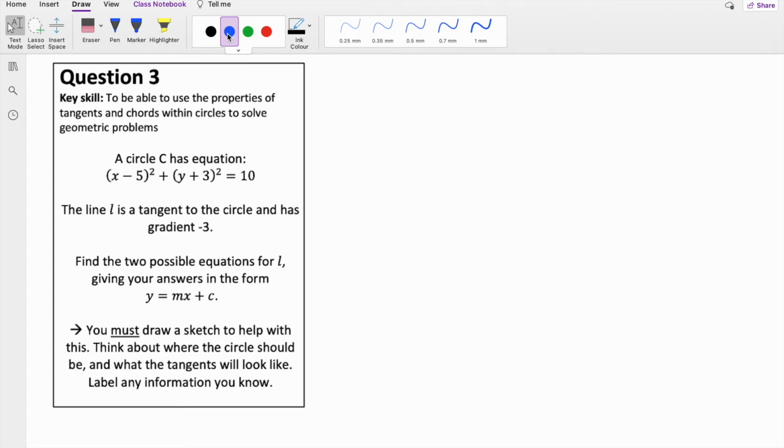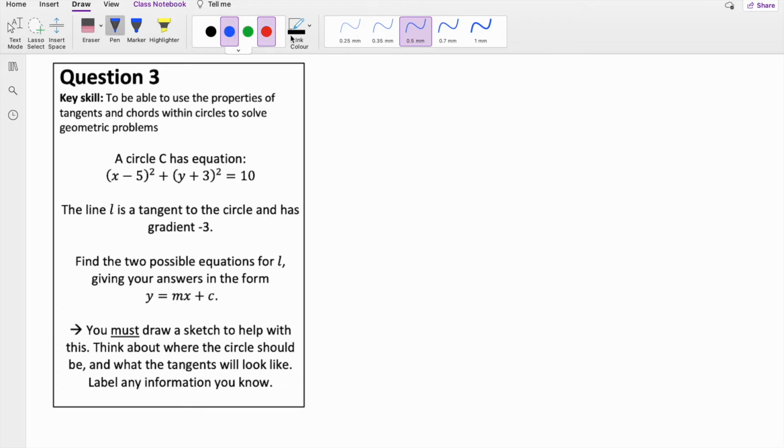We have an equation of a circle, and we know there is a line L which is a tangent to the circle and has a gradient of -3. It's asking us to find the two possible equations for L. That means there are two possible lines that are tangents to the circle with a gradient of -3. It does say you must draw a sketch, because drawing a sketch helps you really visualize a problem.